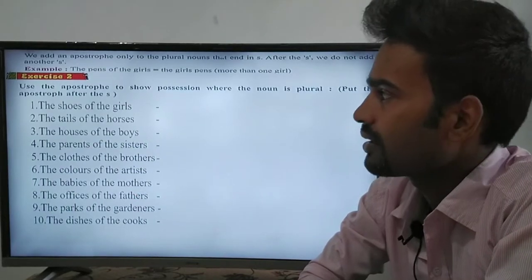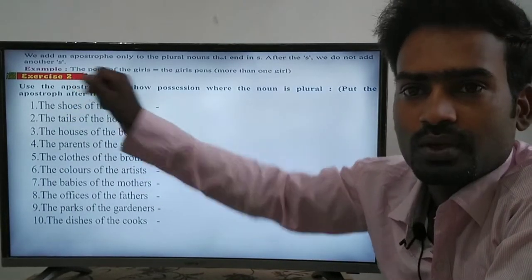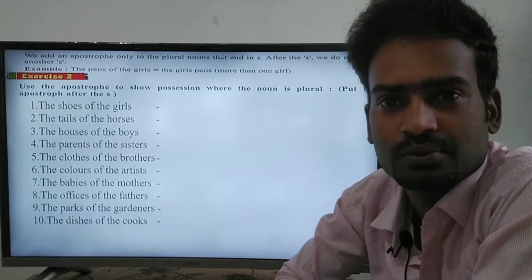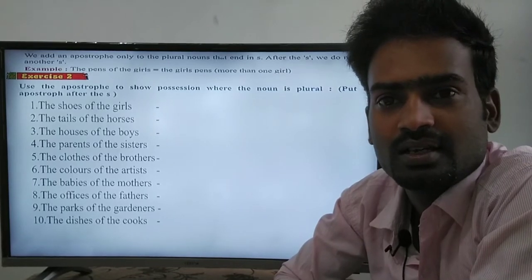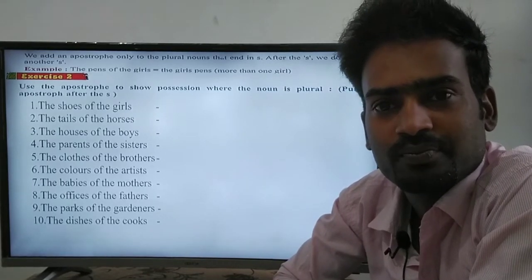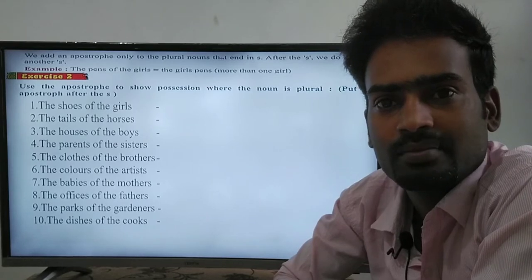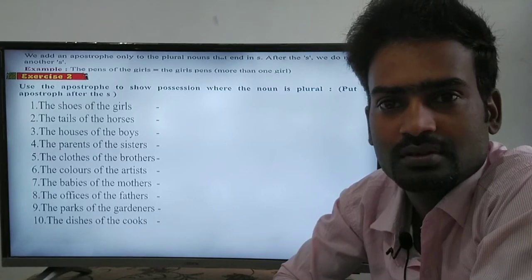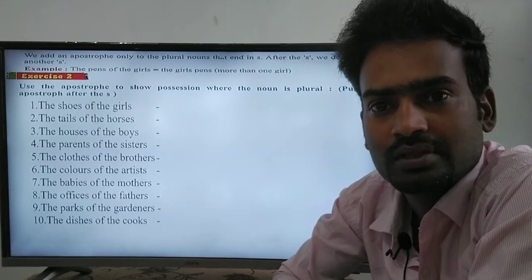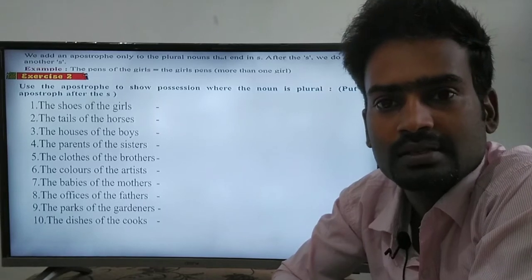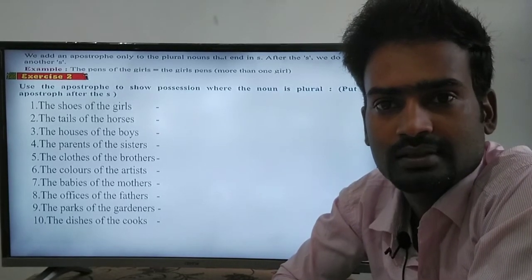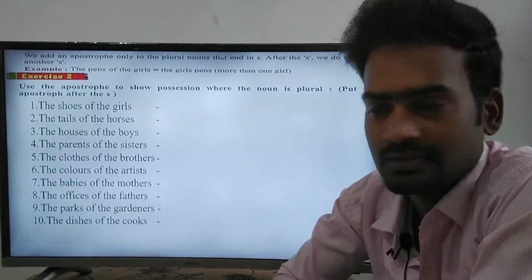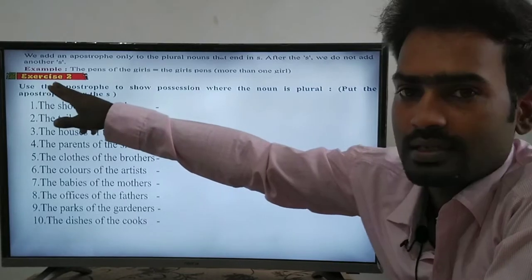So here we begin with exercise 2, where we are going to use the apostrophe in the plural form. In the last class we used the singular form, and today we are going to use the plural form. It is entirely different from the singular form, right? Don't be confused. If you are confused about the singular form, please visit the previous class and then come to this class so that you can easily understand, right? Here we start with the second exercise.